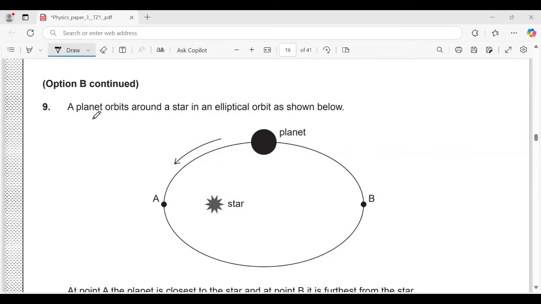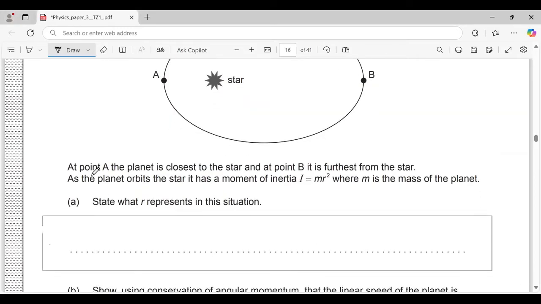Number 9, a planet orbits around a star in an elliptical orbit as shown below. This is the diagram. At point A, the planet is closest to the star. This is the star, and this is the planet at point A. And at point B, it is furthest from the star. This is point B. As the planet orbits the star, it has a moment of inertia I equal m r squared, where m is the mass of the planet.